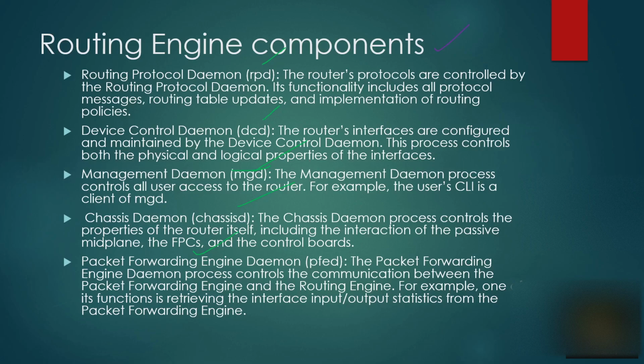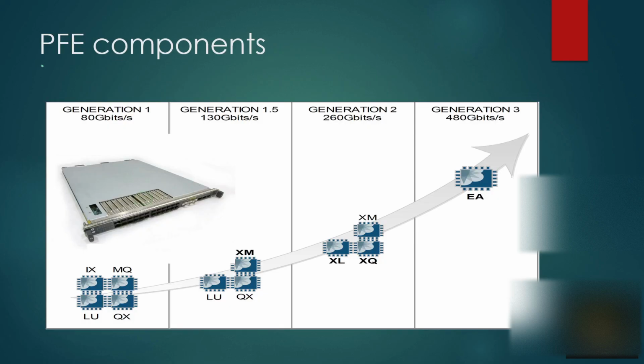If software is corrupted, everything will be impacted. But in Juniper, you see, you have separate processes for separate tasks. Does everyone understand? This is called routing engine components. Is everyone clear about daemons and processes? Hello? Yes. Now, PFE components.